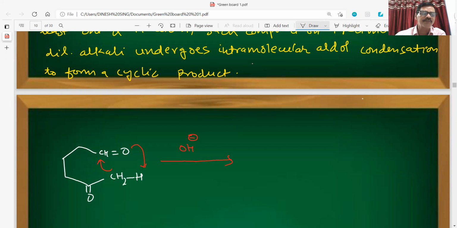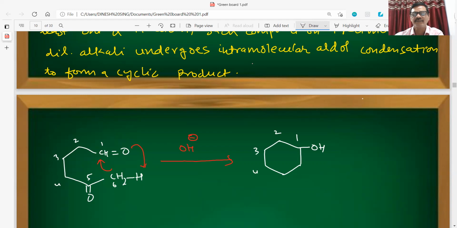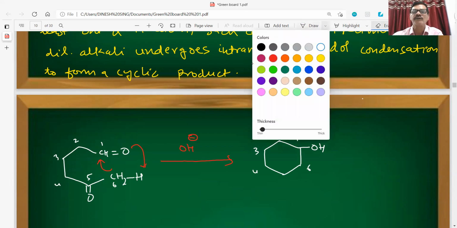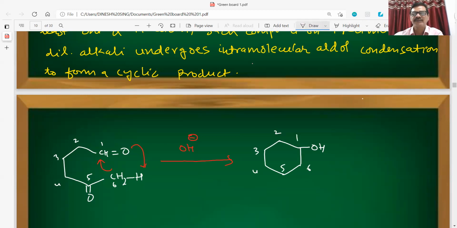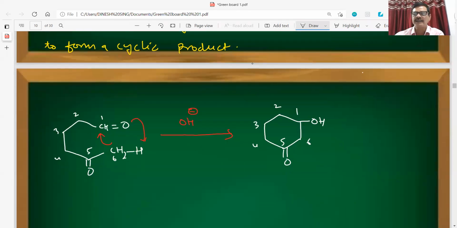So now we can do the numbering. This is 1, 2, 3, 4, 5, 6, a 6 member ring will form. This is a 6 member ring, and this will become OH. 1, 2, 3, 4, 5, and this is the 6th one. So at the 5th carbon, the carbonyl group is there. So this beta hydroxy, that is 3 hydroxy cyclohexanol derivative, is formed. So this is the product.